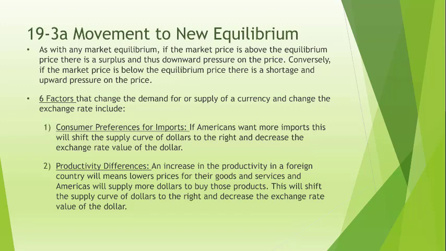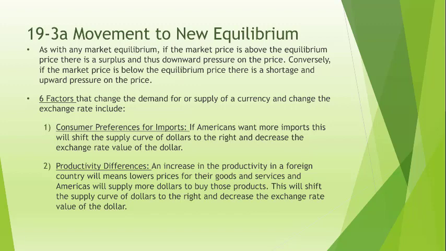So what might cause us to move to a new equilibrium? In other words, for the exchange rate to actually move. So it's just the same as with any market equilibrium. Market price is above the equilibrium price, there's going to be a surplus and a move to lower the price of the good or service, in this case the US dollar. Conversely, if the market price is below the equilibrium price, there's going to be a shortage, and that puts upward pressure on the price of the US dollar.